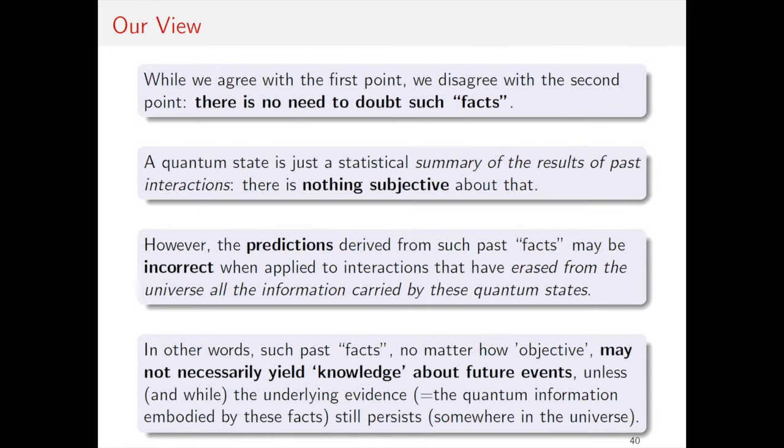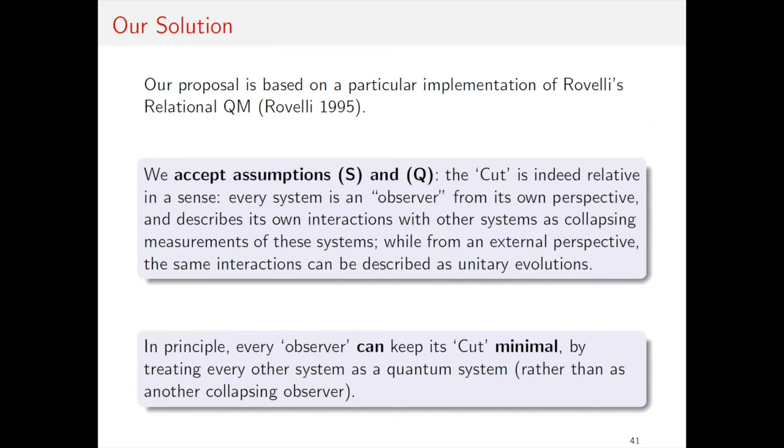I'll skip this. And all right. So roughly, because I'm over time, our solution is based on a particular implementation of Rovelli's relational quantum mechanics, and it's different from Rovelli's solution in a recent paper. So essentially, we start by saying yes, state assignments or state descriptions are always relative to some background system of reference, which you can call the observer. Of course, at the same time, every system in the universe could be taken as an observer. You can change that, right? So in that sense, the cut is arbitrary. That's what Rovelli says.